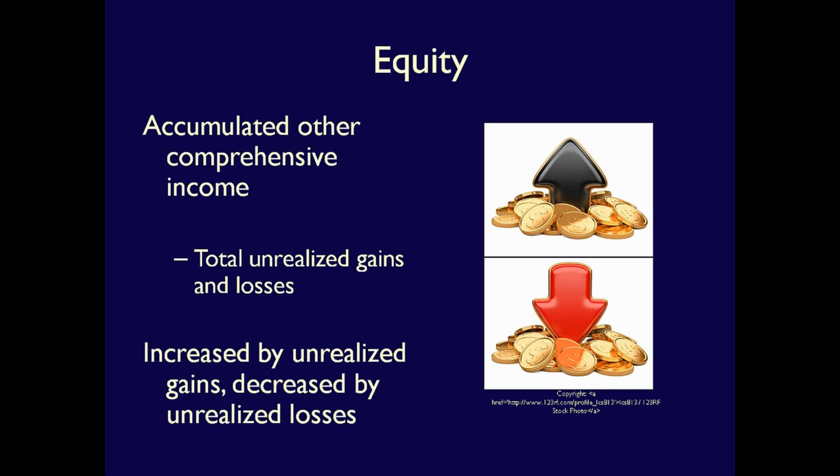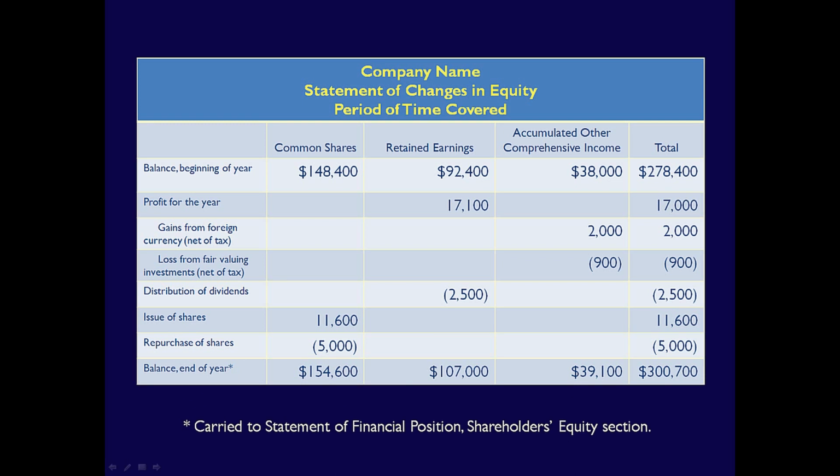Now that we understand the items that make up the equity element, let's take a look at the structure of the statement of changes in equity. As always, the statement starts with the heading, which must include the company name, the title of the financial statement, and the time period covered. Notice that the statement is set up in columns, starting with shares and ending with a total column. The order of the columns must be the same as the order of these items as they are listed on the Statement of Financial Position under the Shareholders' Equity section.